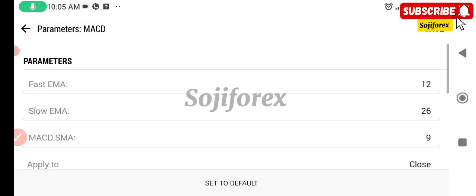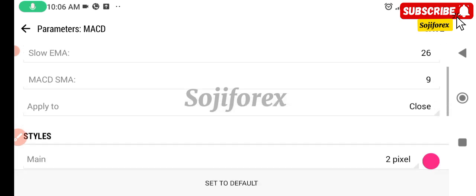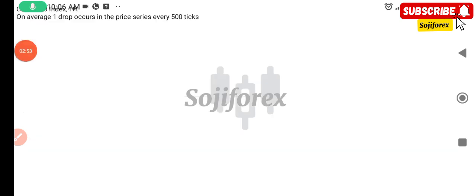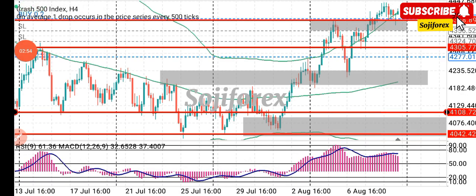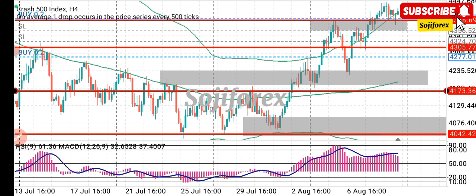Then you have a MACD. For our MACD, the fast EMA is 12, slow EMA is 26, MACD SMA is 9. You apply to close, and here we have our main signal, 2 pixel, color is red, and signal line 3 pixel, and the color is blue. So if you have done all of that, your chart will be looking exactly like my chart.